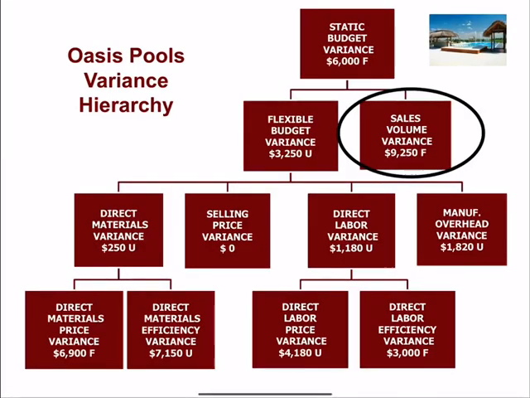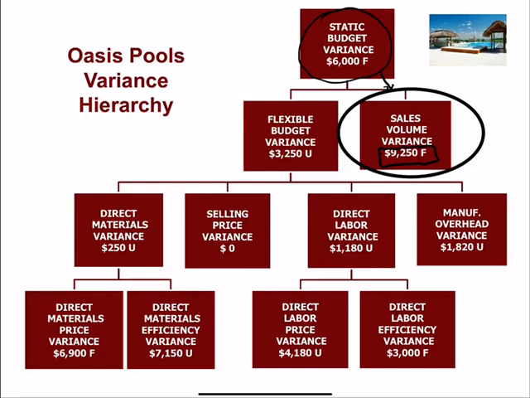So that's where we're going to start breaking down, remember, this variance, try to get as much information as we can. So now we can break that into one part of that variance, the sales volume. So we increased our net income by $6,000. So we had a $6,000 favorable variance. Well, of that $6,000, about $9,250 were due to the change in sales volume.